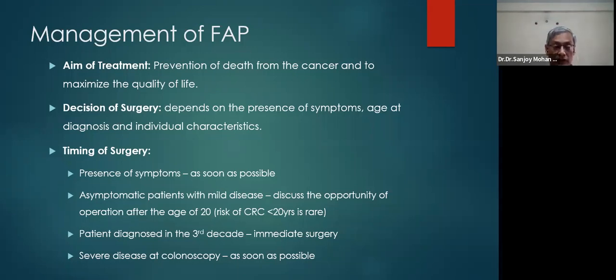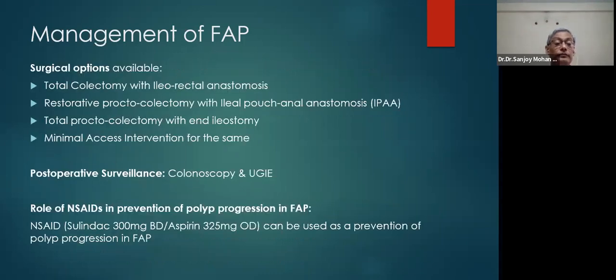Regarding time of surgery, if the patient presents with symptoms, then we should operate as early as possible. If the patient is asymptomatic and has mild disease like AFAP, discuss the opportunity of operation after the age of 20, because before 20 there is less likely chance of development of colorectal malignancy. A patient diagnosed in the third decade should have immediate surgery. Severe disease at colonoscopy requires surgery as soon as possible.